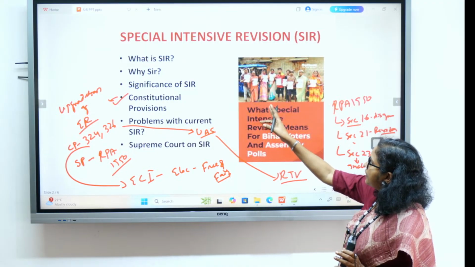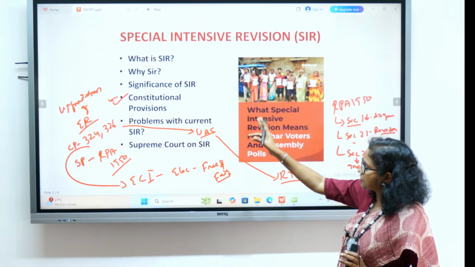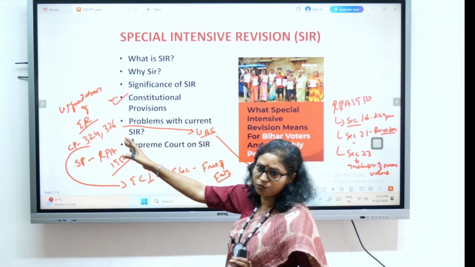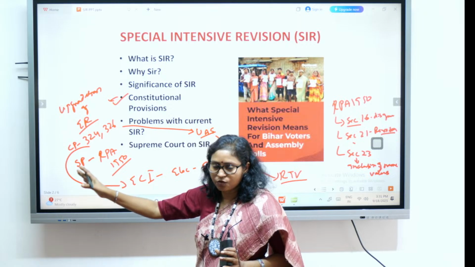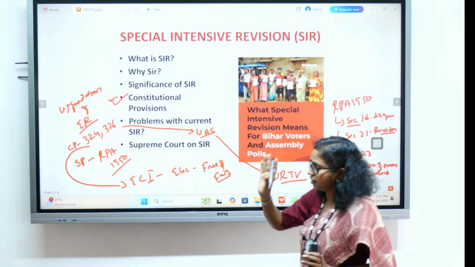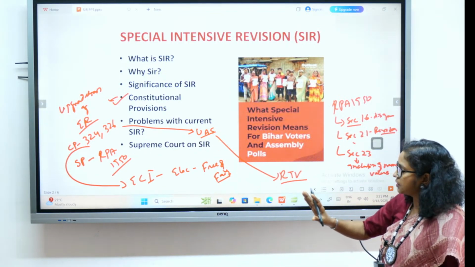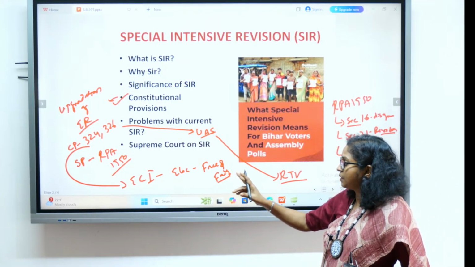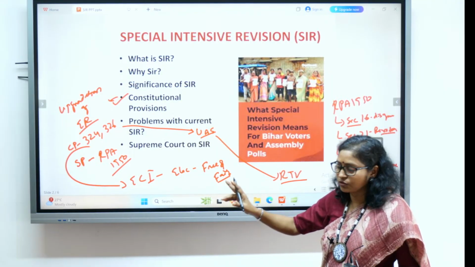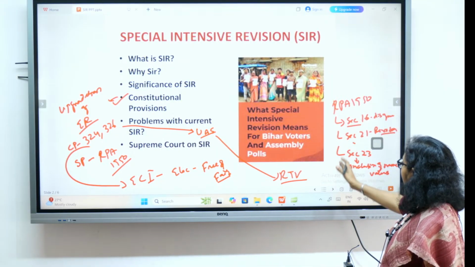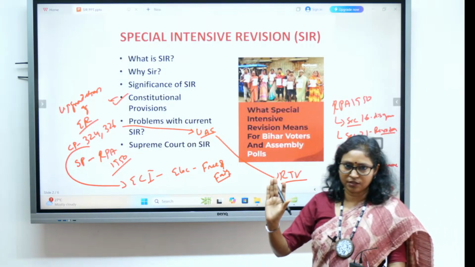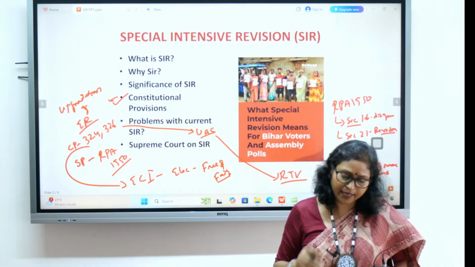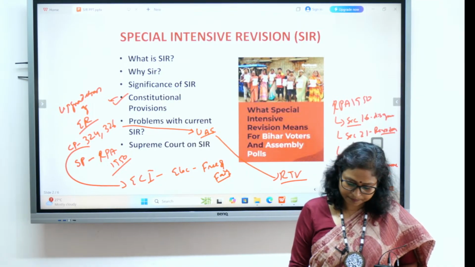Special Intensive Revision. So we are seeing the Special Intensive Revision in relation with the constitutional provisions. What is the constitutional requirement related to SIR? We have seen the constitutional provisions 324 and 326, and then the Representation of the People Act 1950, that is the statutory provision, and in that we have talked about the 3 sections. I hope till here you got some clarity regarding the SIR and the constitutional provisions.